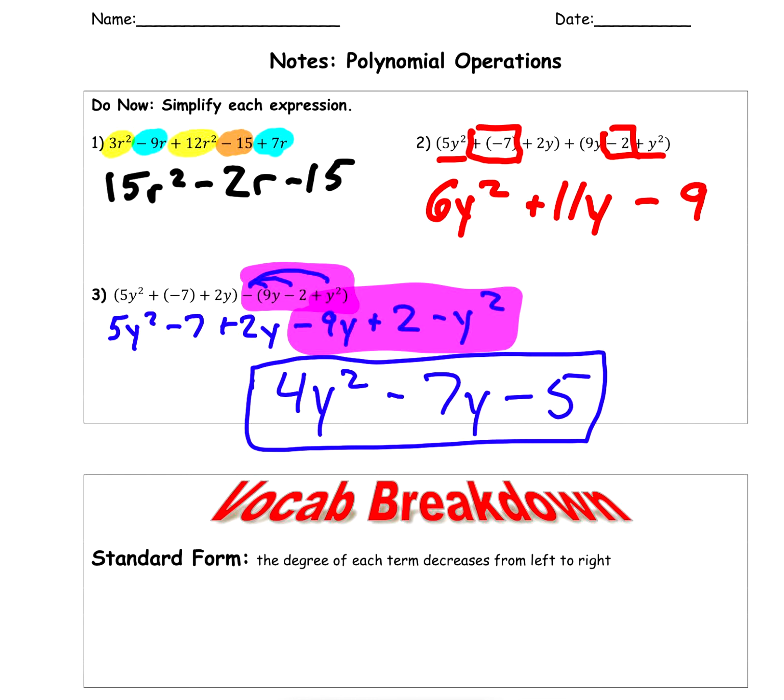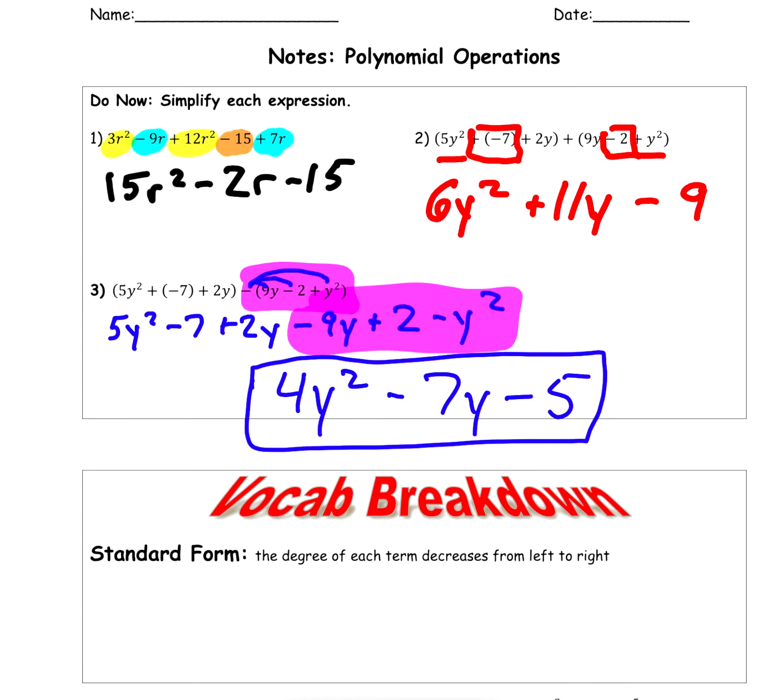So, vocab breakdown. Let's talk about standard form. We're always going to want to leave our answers in standard form. Standard form is when the degree of each term decreases from left to right. So I'm going to give you an example, and I'm also going to give you a non-example. So here's an example. We have 5x to the third plus x squared minus 15. Do our exponents decrease from left to right? Let's check. 3, 2, and then there's no exponent with the x, so that is in standard form.